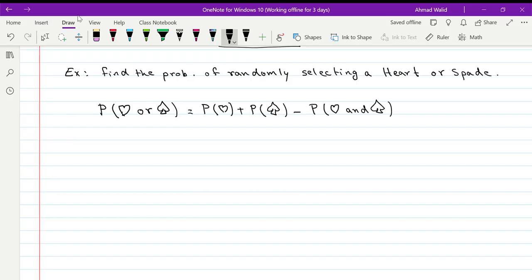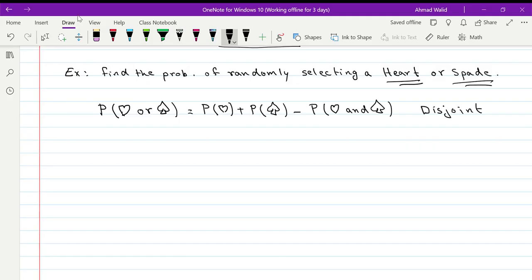Now, I'm thinking, find the probability of randomly selecting a heart or a spade. Is this example disjoint or non-disjoint? If you focus a little bit, you will find that this example is actually disjoint. Because between a heart and a spade, there is no overlap. One of them is black, one of them is red. Two different shapes, correct? There are two separate events. There is no overlap.